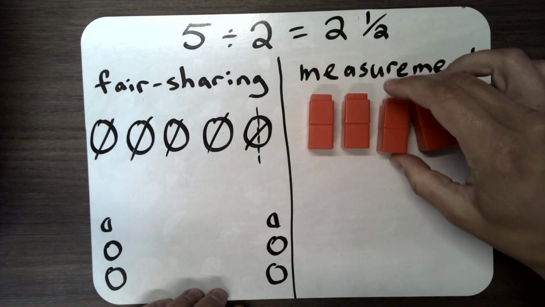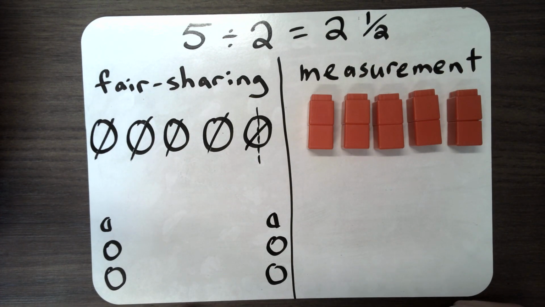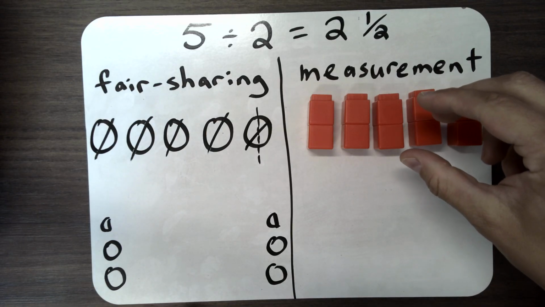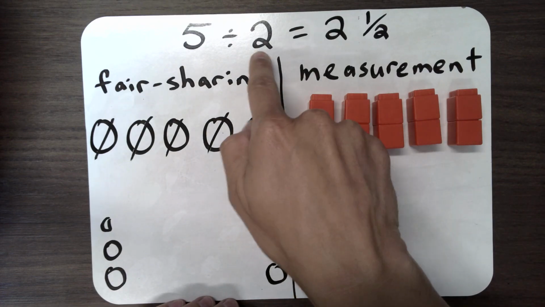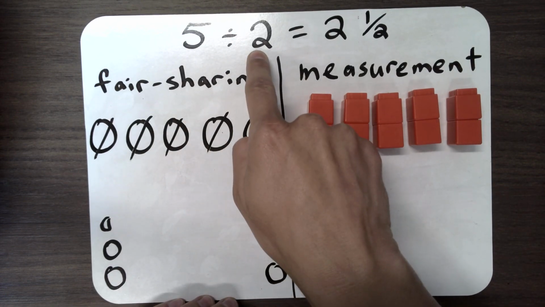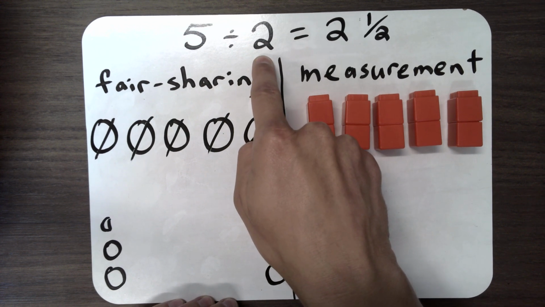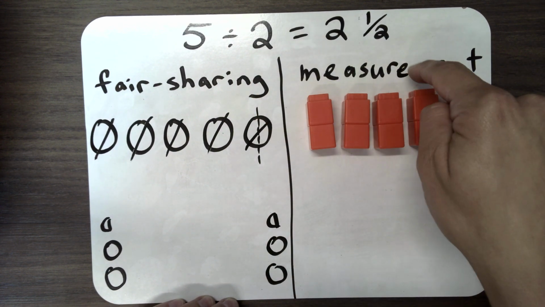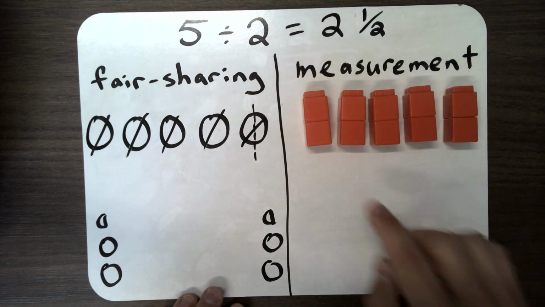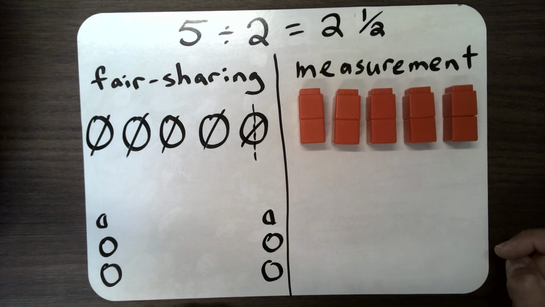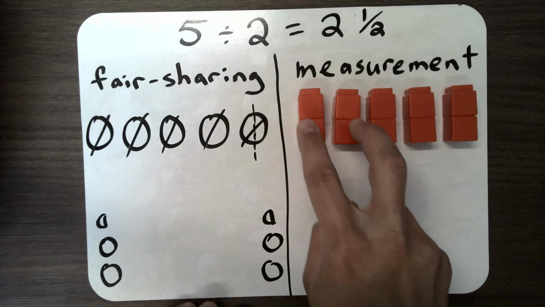And then for measurement division, remember, we're taking a measured amount every time we're creating groups. With 5 divided by 2, we're starting with 5. With fair sharing, 2 was the number of groups. With measurement, 2 is going to be the size of each group. Our answer for measurement division will be how many groups with that size of 2 we're able to create. So again, we have 5 units here, our starting amount, and I want to create groups with a size of 2.